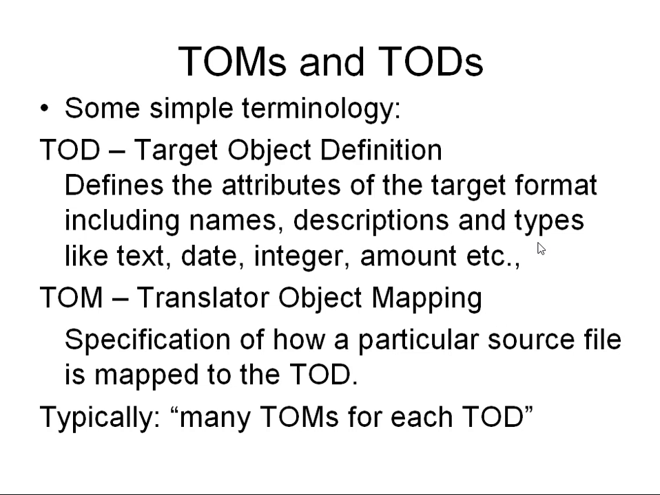The second term you need to understand is a TOM, which stands for Translator Object Mapping. It specifies how a particular input format is mapped to a TOD. So typically you will have a TOM for each of the different input formats you're mapping from, but you'll only have one TOD for the description of the object that it's mapping to. So you typically have many TOMs for each TOD.